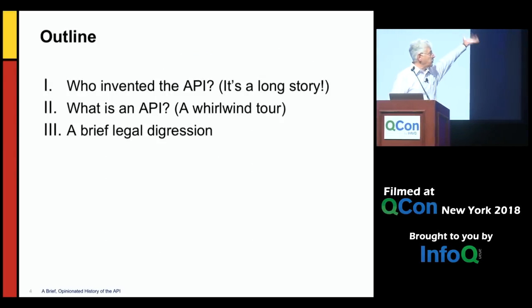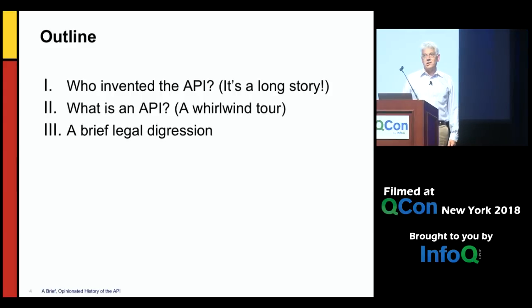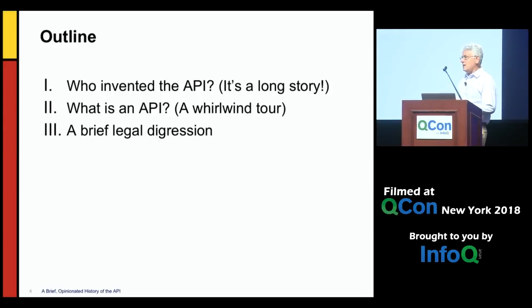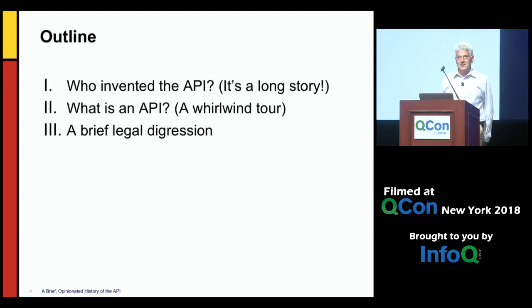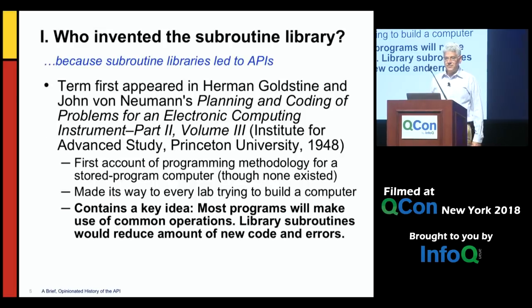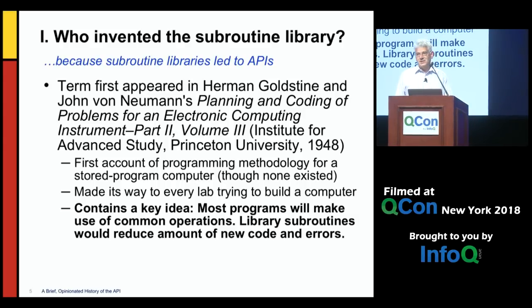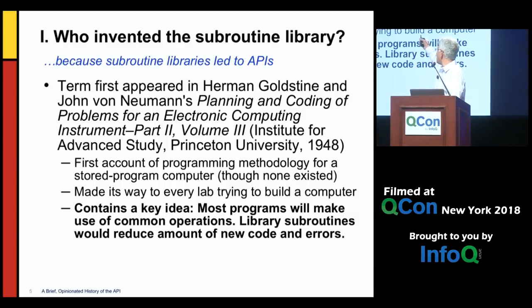The talk is divided into three parts. The first two directly answer the judge's question, and the last one is a discussion of the current legal status of APIs and how it affects all of us in the software field. So, first, let's talk about who invented a subroutine library, because you can't have APIs without subroutine libraries.